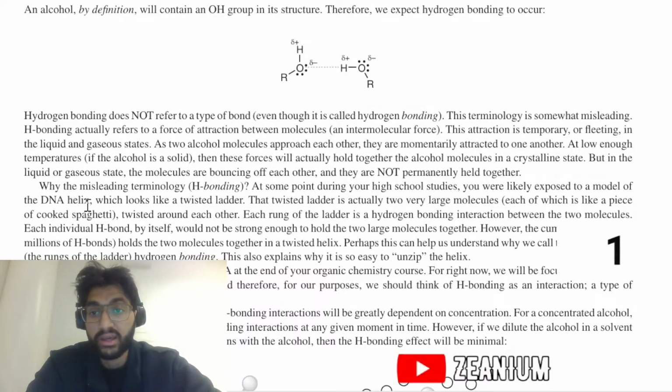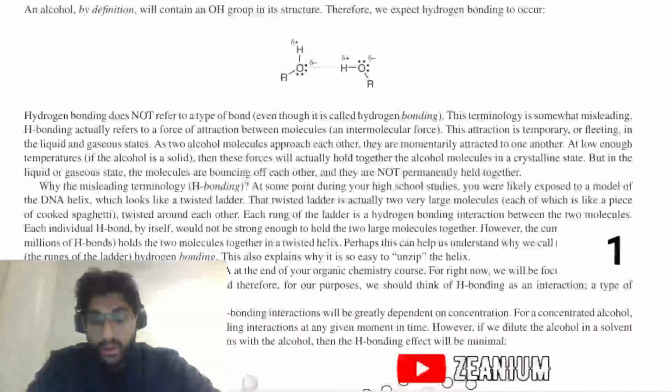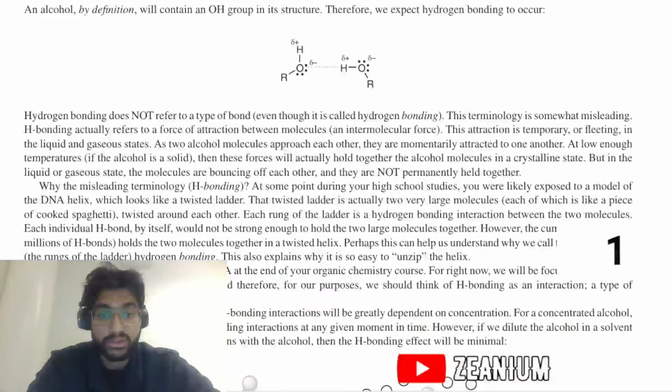At some point during your high school studies, you were likely exposed to a model of the DNA helix, which looked like a twisted ladder. Yeah, I remember that. That twisted ladder is actually two very large molecules, each of which is like a piece of cooked spaghetti, twisted around each other. Each rung of the ladder is a hydrogen bonding interaction between the two molecules. Each individual H bond by itself will not be strong enough to hold the two large molecules together. However, the cumulative effect explains why we call these interactions the rungs of the ladder hydrogen bonding. This also explains why it's so easy to unzip the helix.